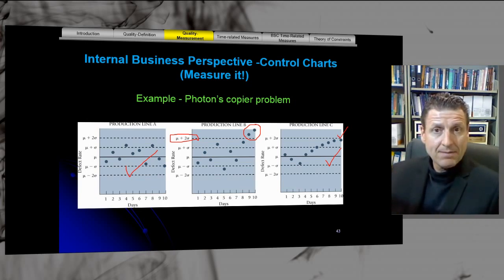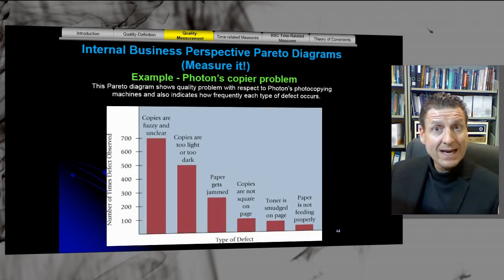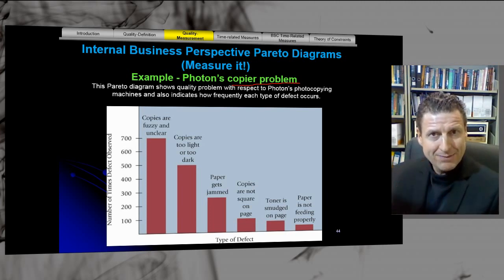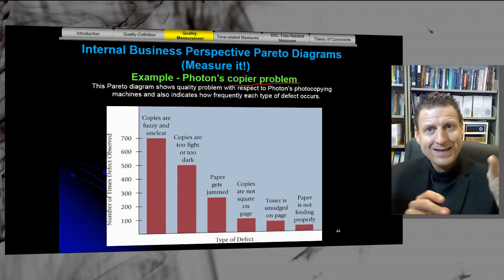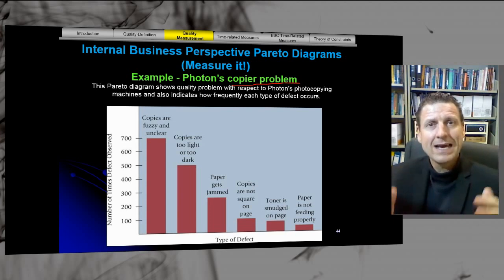What about another approach to understanding and measuring internal business processes? Let's go to the second idea. Use an example of Photon's copier problem. Photon copier manufactures photocopier machines. This is a Pareto diagram, and this is all about the 80-20 rule. That is, focus on the 20% of factors that are causing 80% of your problems. You've heard that in sales: focus on the 20% of customers that are giving you 80% of revenue. It is the same idea.